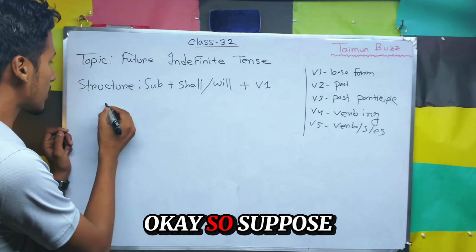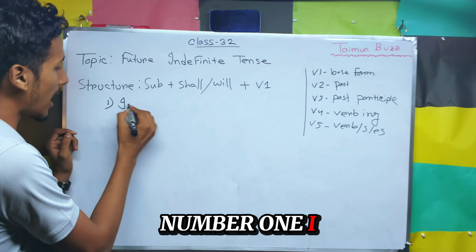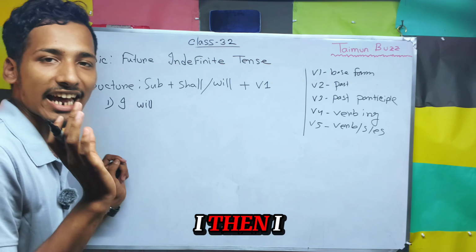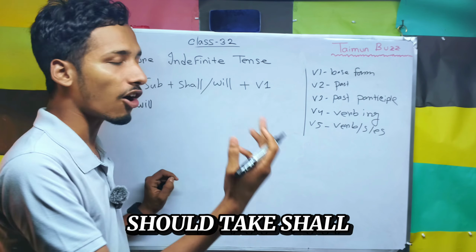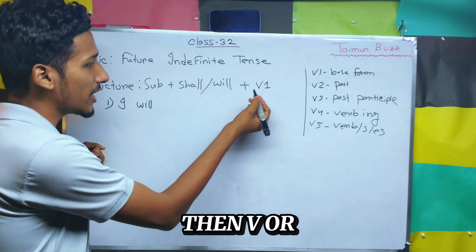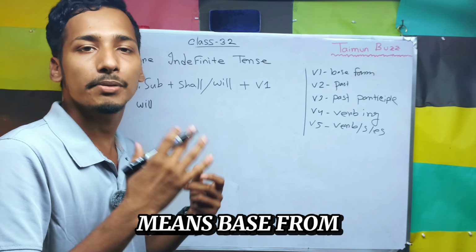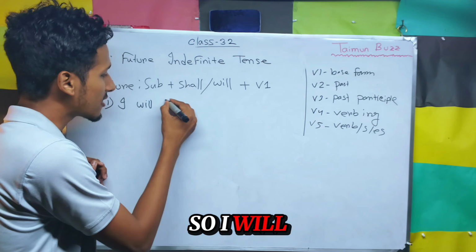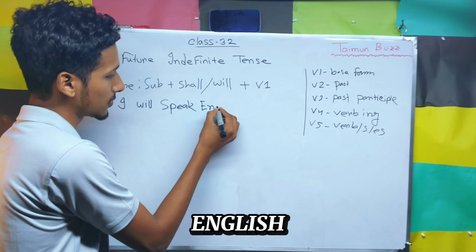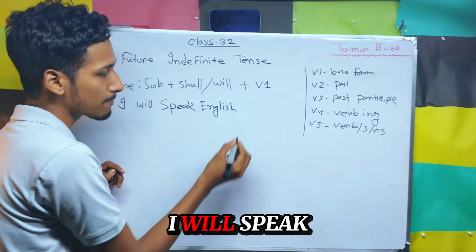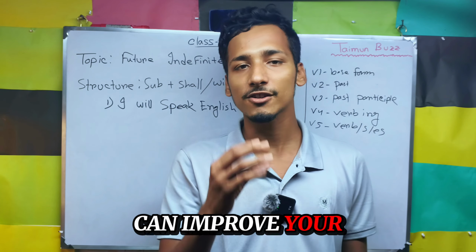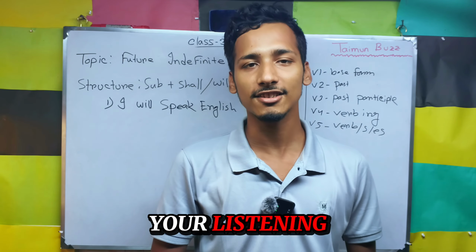Okay, so suppose number one, I will. So the subject is I, then I should take shall or will. I took will. Then V1 means base form, present form. So I will speak. Yes, I will speak English. This is a class where you can improve your speaking as well as your listening.